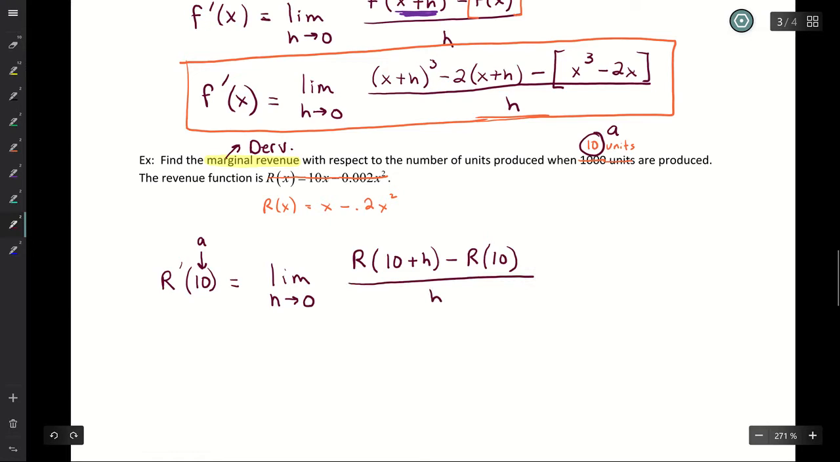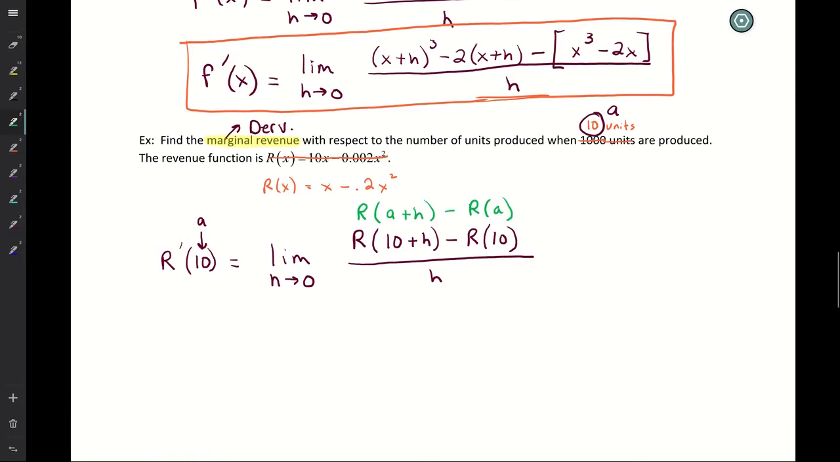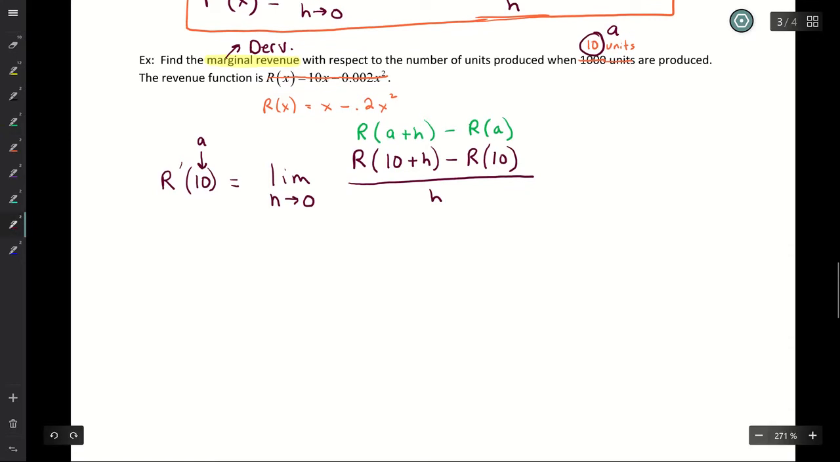Now, if doing this early messes you up, so to speak, you could always have said right up front, this is R of A plus H, and then minus R of A, and then on the next step, substitute in your 10. Okay, so I want to make sure that you do what you're comfortable doing as far as your steps are concerned.